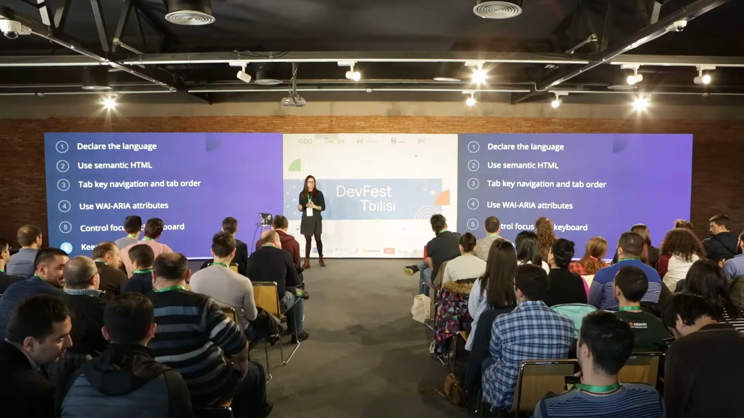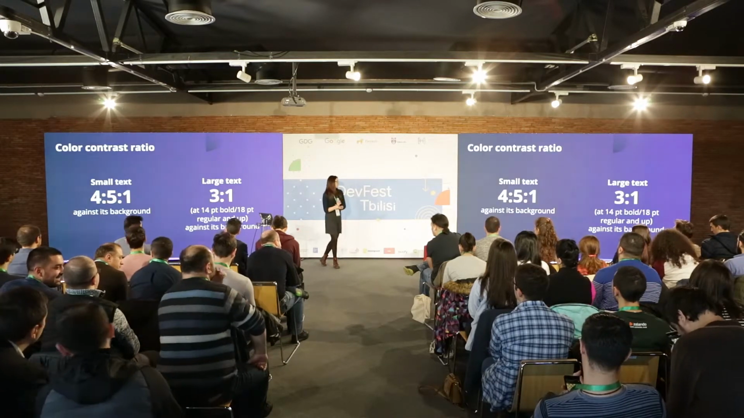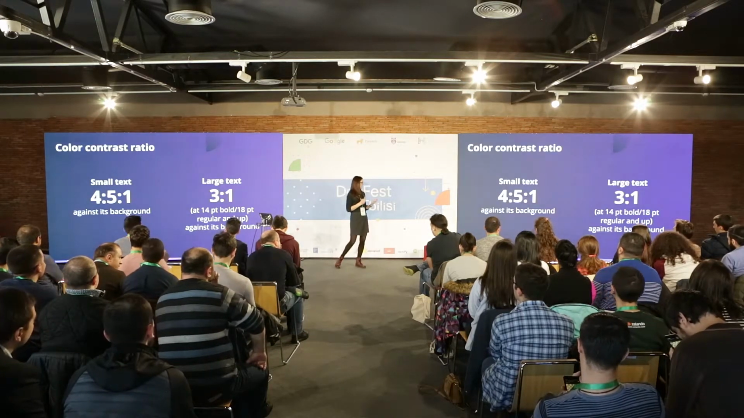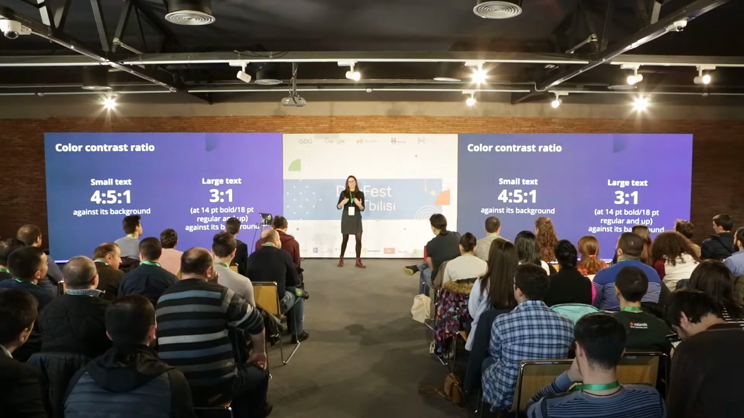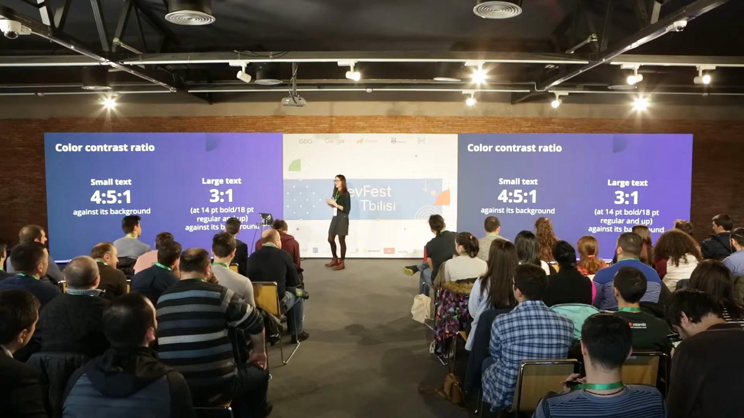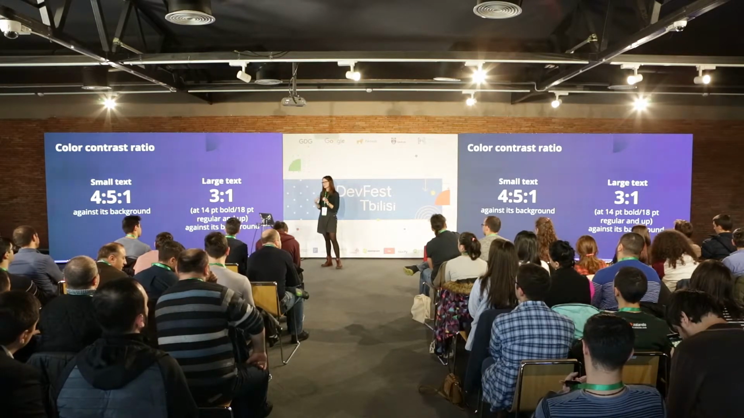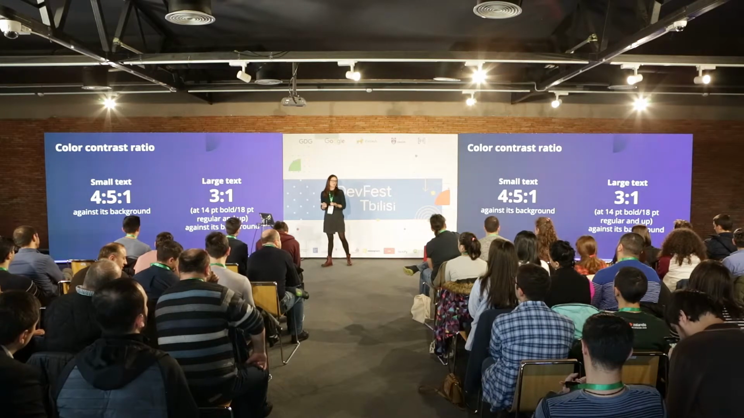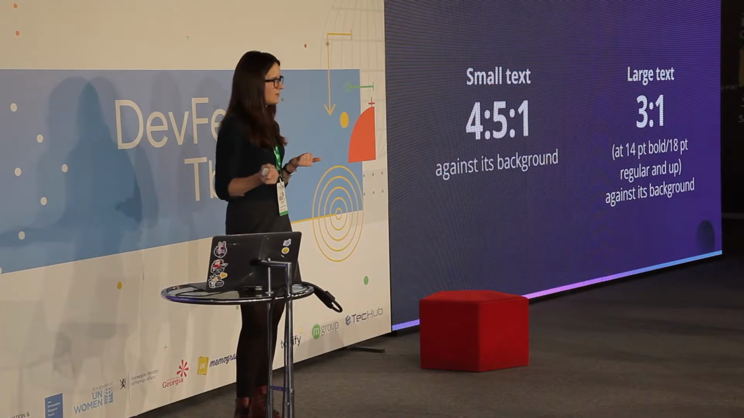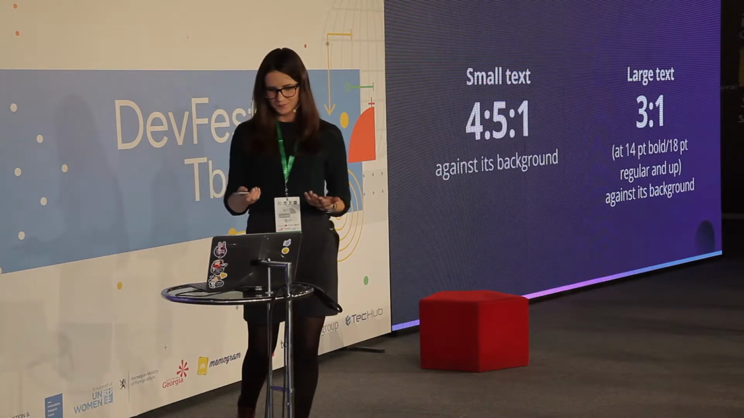And the sixth, the last but not least, keep color contrast. So regarding the guidelines, small text should stick with a color contrast ratio of 4.5:1, and for large text 3:1. So you can ask, what the hell are these numbers? I didn't understand how to apply it and how to use it.